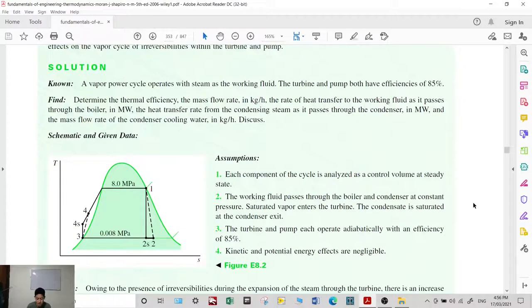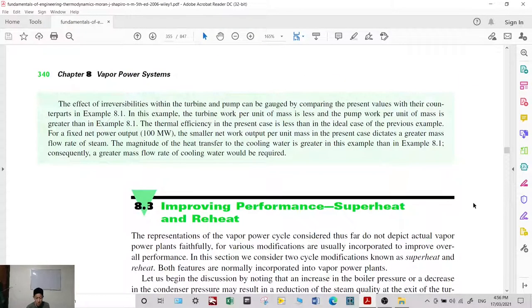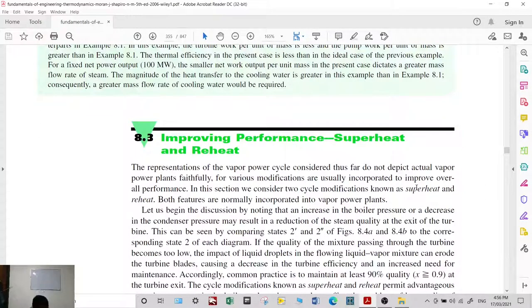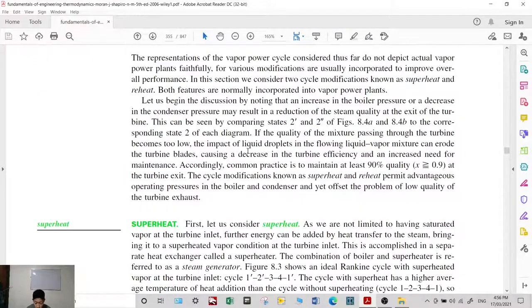Okay, so you have some examples here. You can solve that one. Now, we'll proceed with some performance enhancement. How do we increase the efficiency of the Rankine cycle? Although the Rankine cycle does not exist as an ideal, and there are also some simplifications in the Rankine cycle, you can use these methods in order to enhance the performance of your system. So we have two methods, the superheating and the reheating. So what are those two?